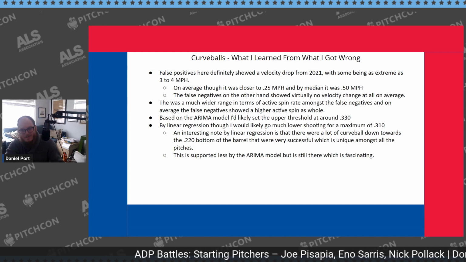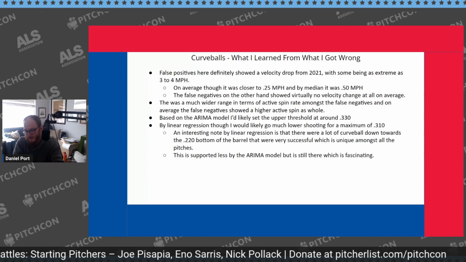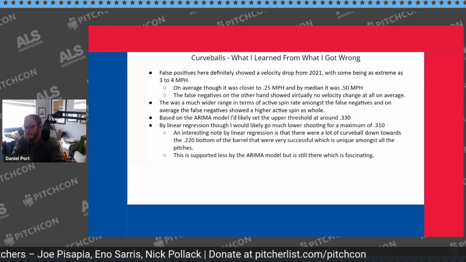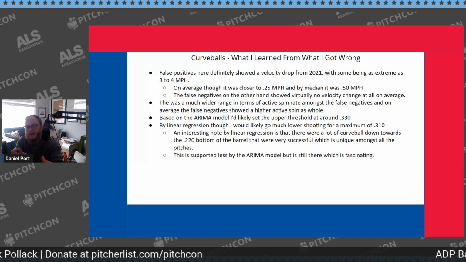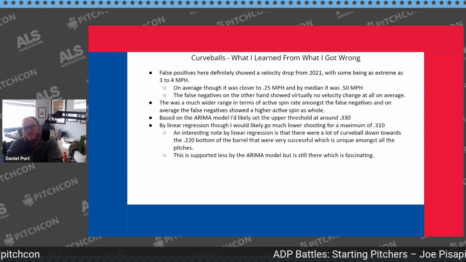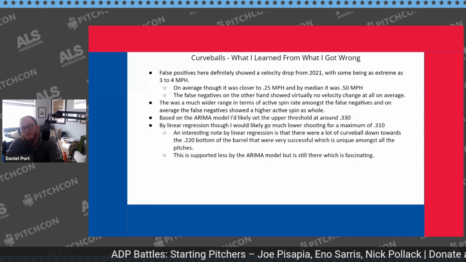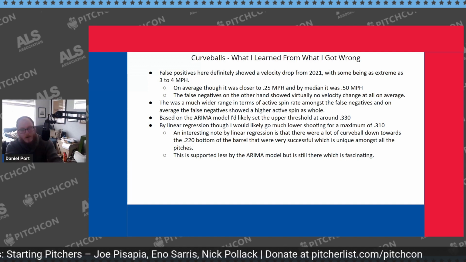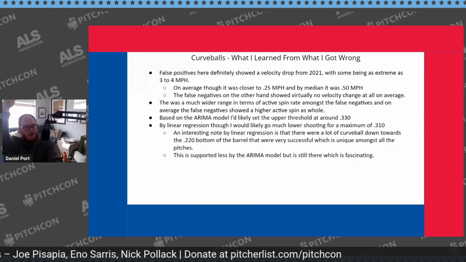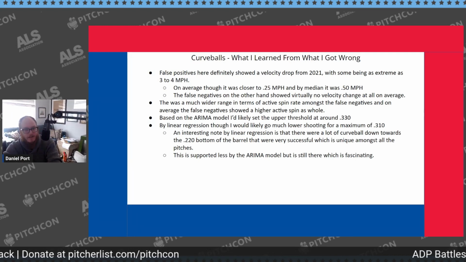The false negatives had a much wider range. If you think of it this way, the mean was one thing, and the median was way different, which tends to imply that there were outliers, that there was a widespread of the data, a wide range of those active spin rates. Whereas amongst the false negatives, there was a much higher concentration of that active spin rate. So they're much closer together, and much higher in that range. There weren't a lot of low active spin rates amongst the false negatives.